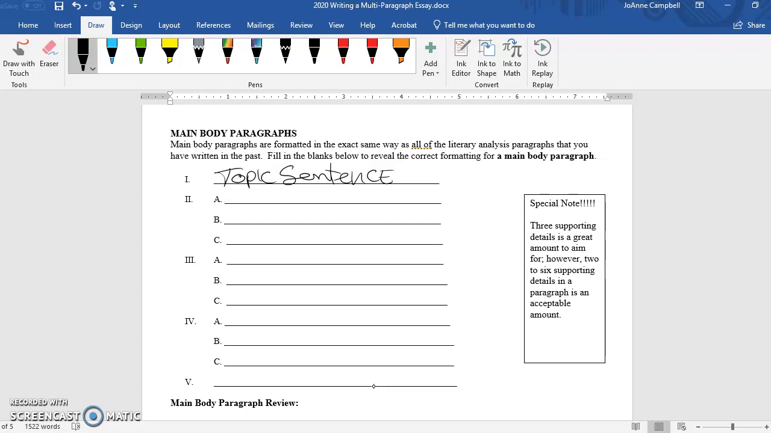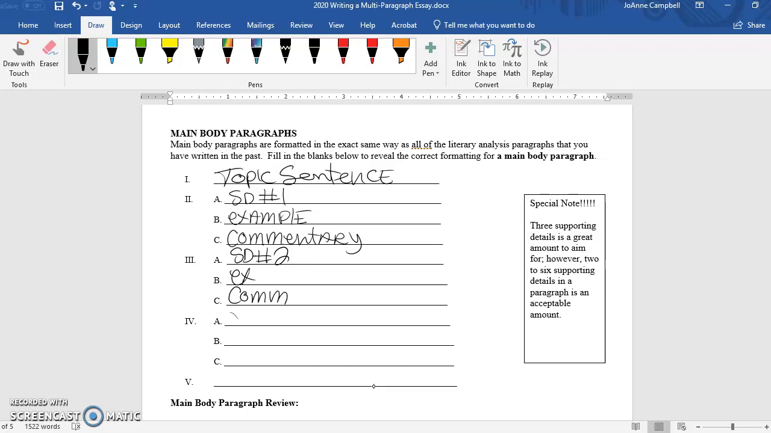The next part would be your first supporting detail number 1. And then you have your example, which is either going to be your quote or paraphrase. And then you're going to have your commentary, which is how you're explaining in your own words some idea from your head, how your example helps to prove your overall theme, your overall main idea. And then you're going to have supporting detail number 2 and another example and commentary.